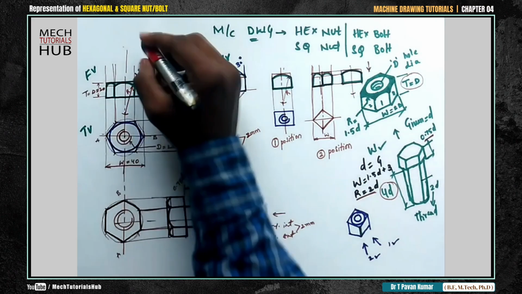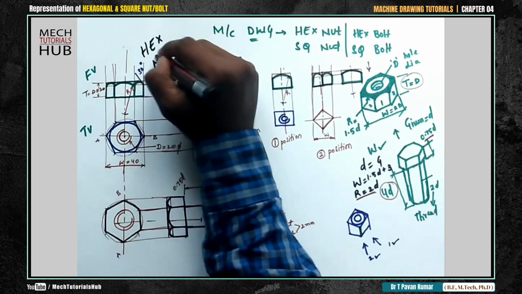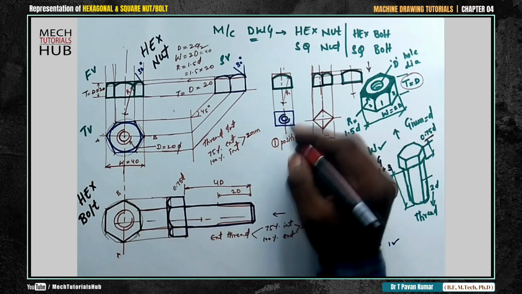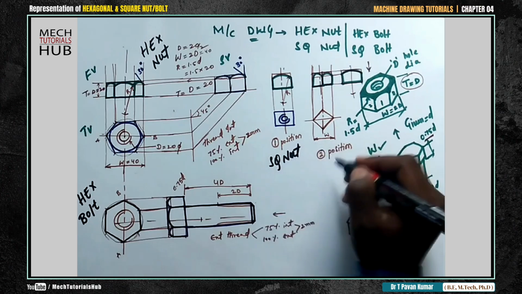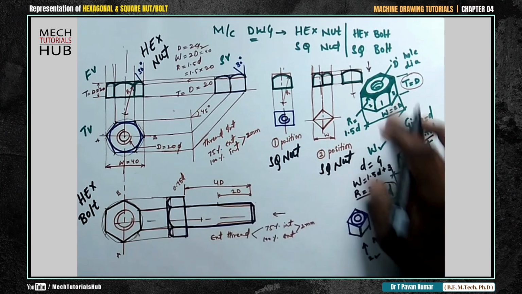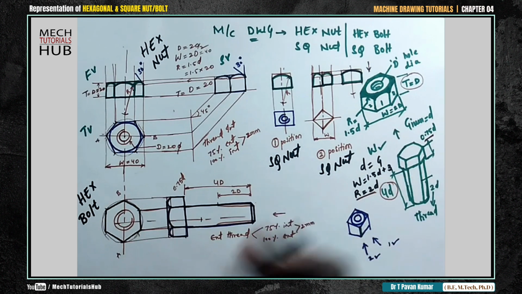Fine. This is about what? Hexagonal nut. This is what? Hexagonal bolt. Fine. First position nut, first position, square nut, second position. This is a 3D representation to make you understand better.